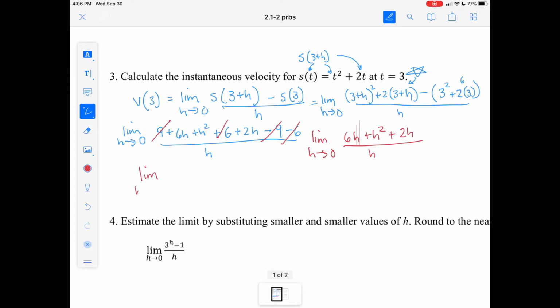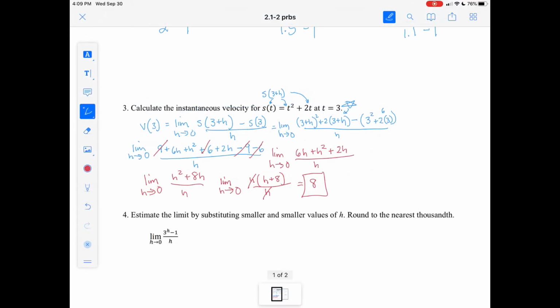I can clean up. The limit as h approaches 0 of, that looks like h squared plus 8h all over h. I can factor out an h from the numerator. Why would I do that? Because then the h should go out, over h. That's why I should do that. And now if I plug in 0 for h, I'm left with 8. And here, because they gave me no units, I can't write the units.